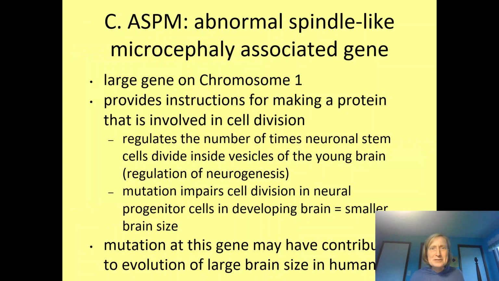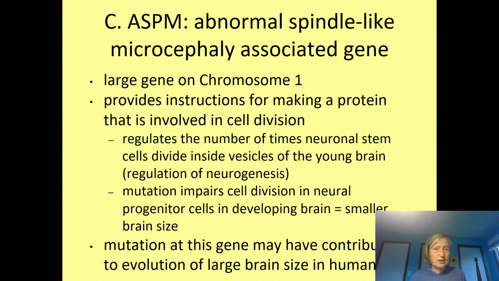What is this gene and how does it work? This gene is called, here's a long name, abnormal spindle-like microcephaly associated gene. It's a huge gene. It's located on chromosome number 1. And what it does is it provides instructions for the making of a protein. That's what genes do, right? But this protein is involved in cell division.